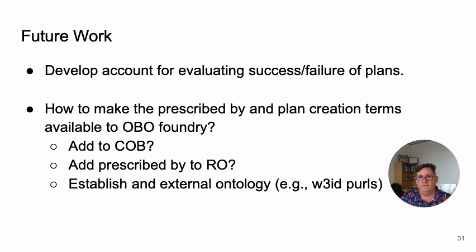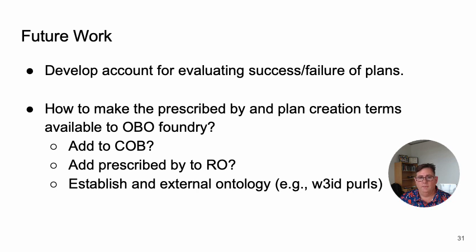We hope that this work convinces you to reconsider using the RC account in your OBO-based ontologies. However, we recognize that there is still more work for us to do. First, we need to develop an account for evaluating the success or failure of a plan. For relatively simple plans, such as food recipes, this should be straightforward. But many plans, such as long-term treatment plans or plans for building skyscrapers, are quite complex, and we need to be able to account for how such complex plans are evaluated.